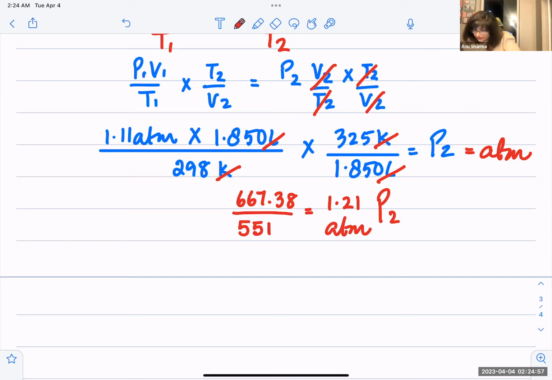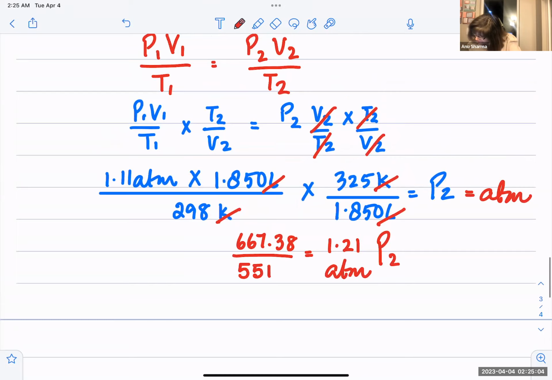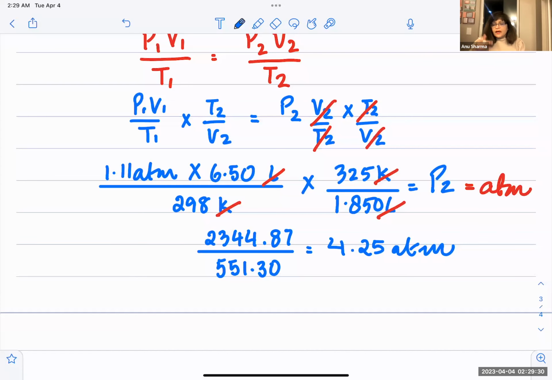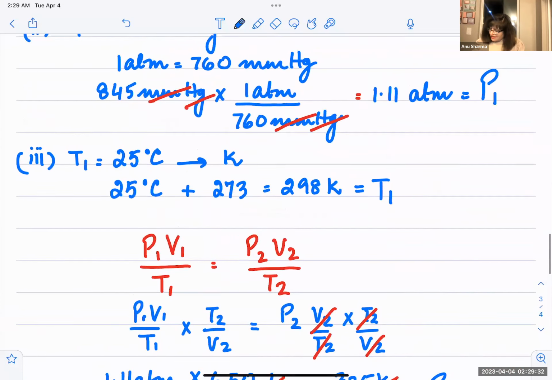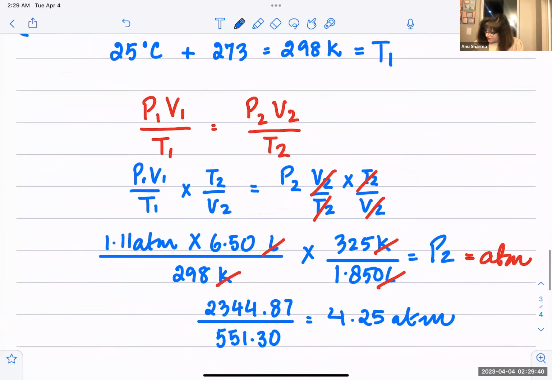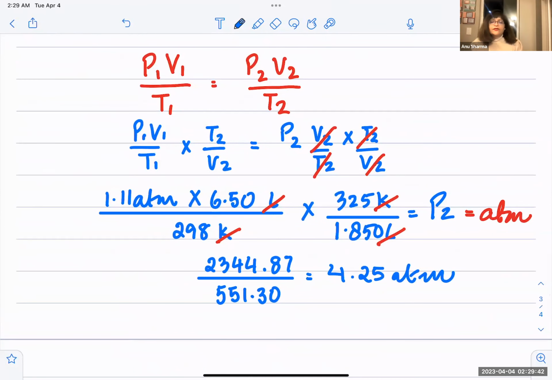Okay, so let's just check it. Hold on. Okay, guys, this volume was 6.50. So I made a computation error. Instead of using 6.50, I took 1.85. So please make sure that you put the correct V1 value, which is 6.50 and not 1.85.